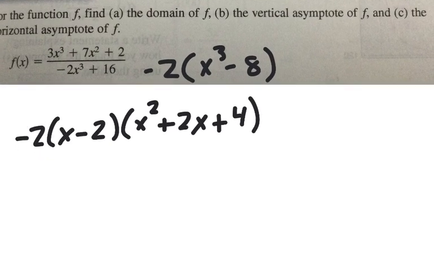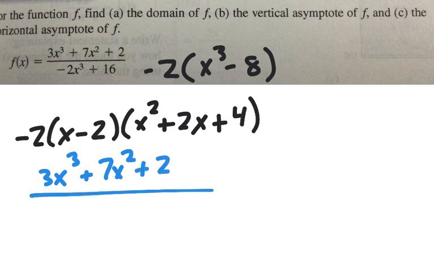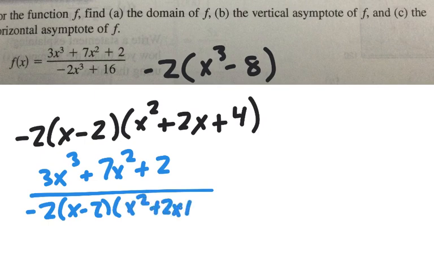So that's the denominator. So I've got (3x cubed plus 7x squared plus 2) over negative 2 times (x minus 2) times (x squared plus 2x plus 4).